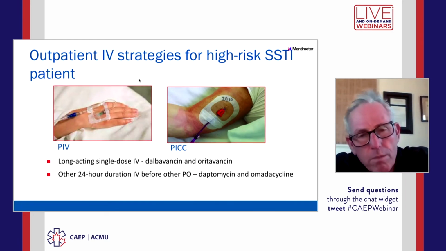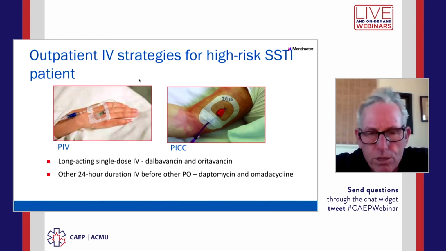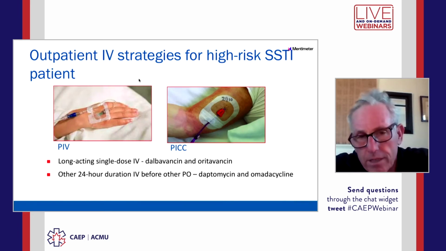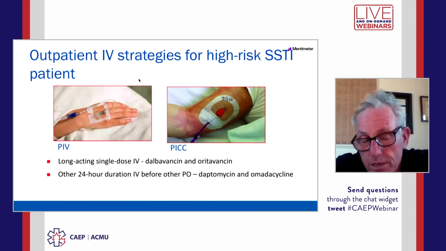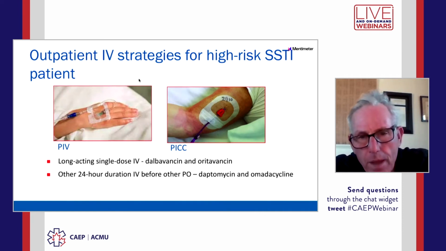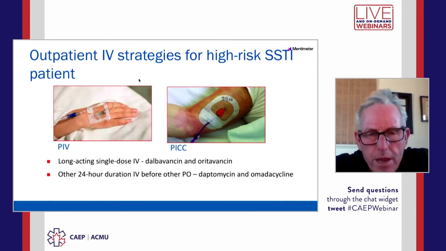But there are daily dosed intravenous gram-positive active antibiotics: daptomycin, which was very expensive, but now that's off patent in the United States, and omadacycline. So those are some other ones that you may hear about and you may want to consider in your strategies.